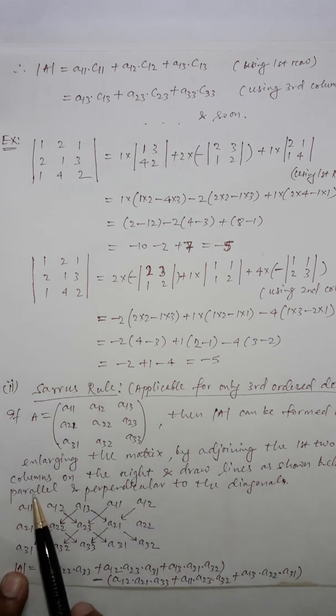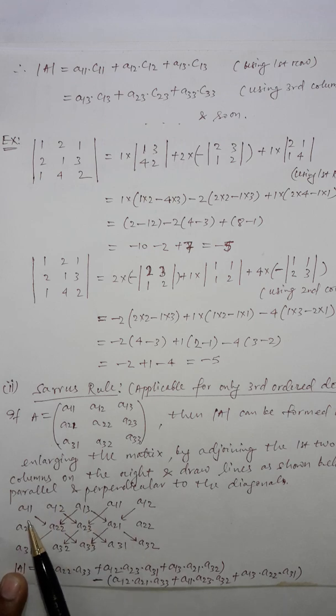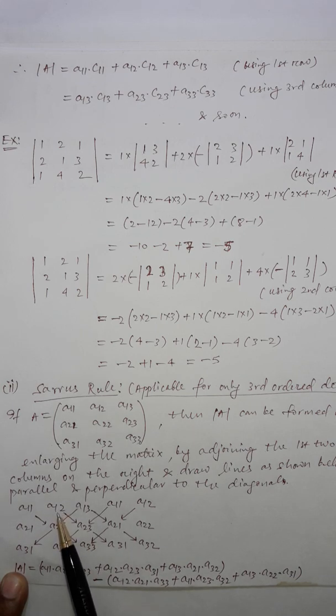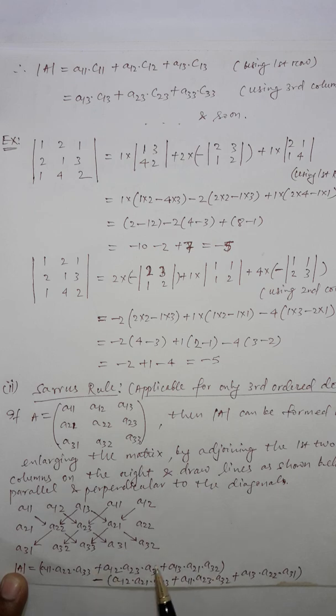You start with the top left corner element and multiply the elements moving diagonally and parallelly. You will get 3 different products. The first product will be A11, A22, A33; find the product. Then the second product will be A12, A23, A31. Then the third product will be A13, A21 and A32. Find the products and add these 3 products together.